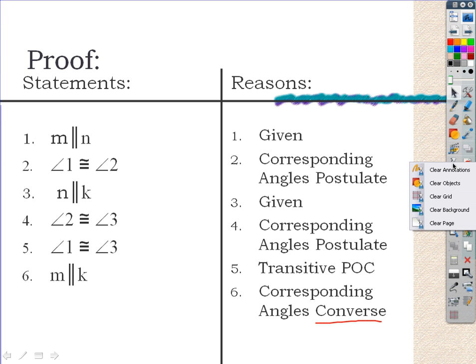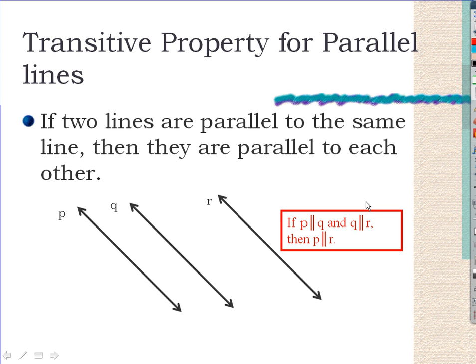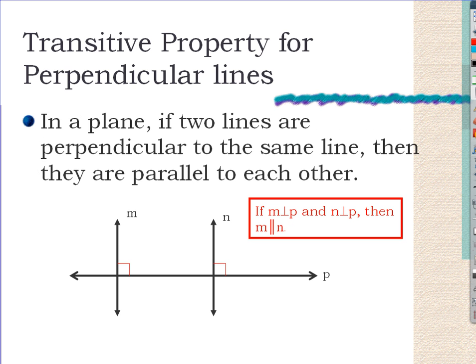Okay, very good. And so what we get out of this then is a new property called the transitive property for parallel lines. And all that says is if two lines are parallel to the same line, then they're parallel to each other. And now we've got that other reason we can use without having to go through that whole proof every time.